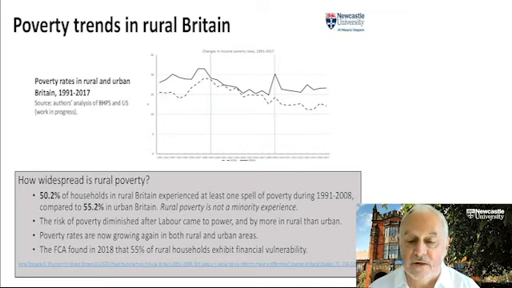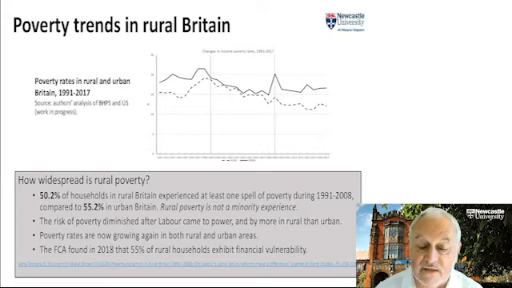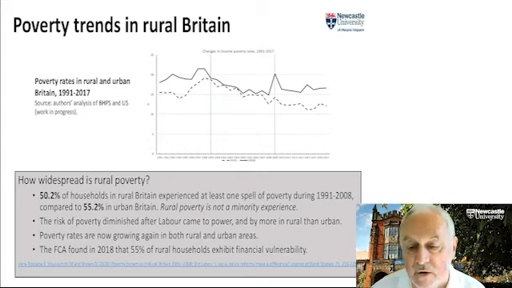Interestingly, the Financial Conduct Authority more recently in 2018 did a survey of financial hardship and financial vulnerability. They were very surprised to discover that 55% of rural households in 2018 exhibit financial vulnerability in terms of maybe having missed a bill payment or being behind with their rent or some other indicator like that.